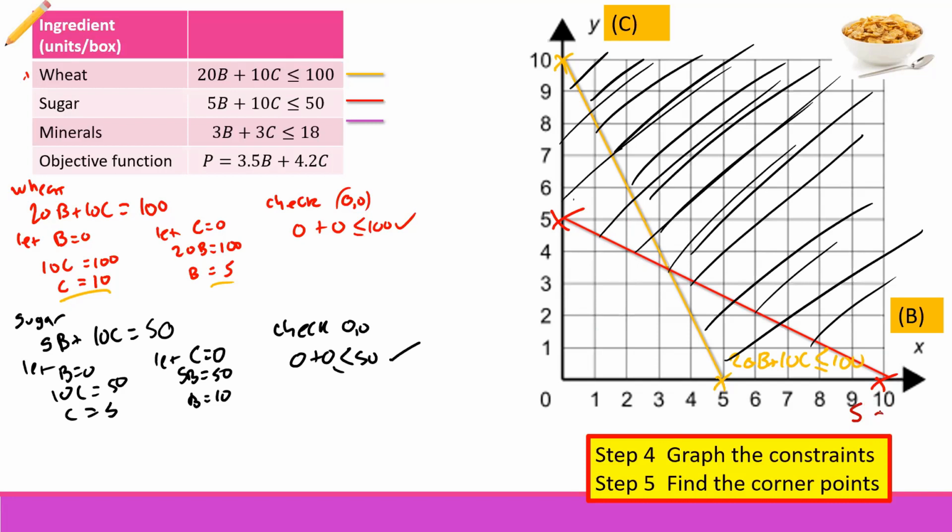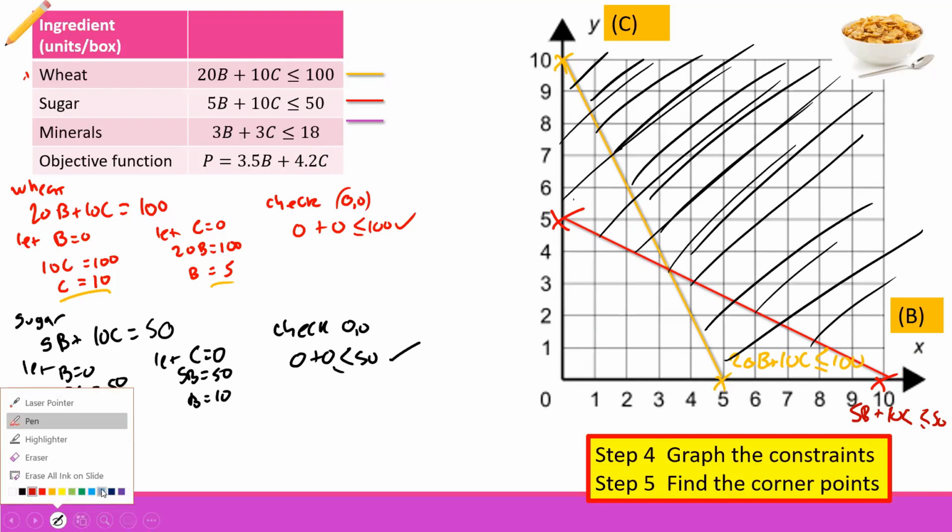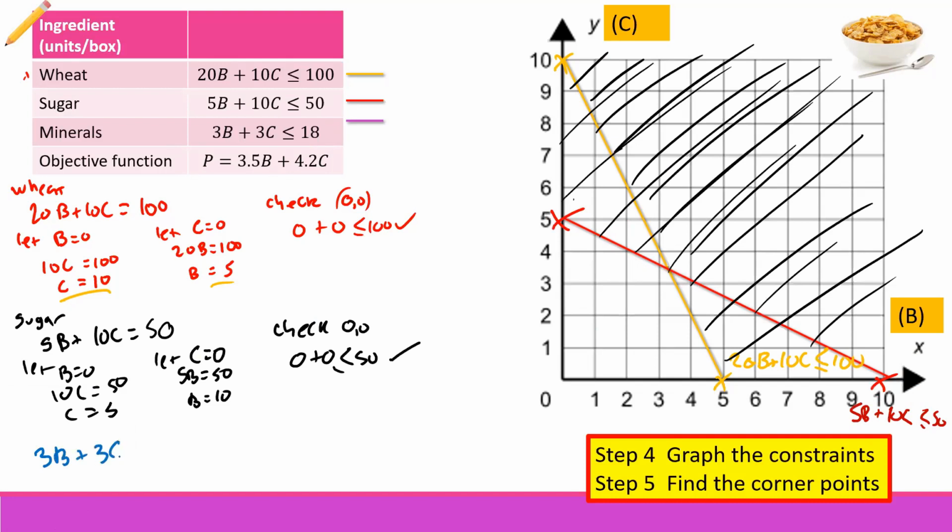5b plus 10c is less than or equal to 50. One more line, which is going to be this minerals one, essentially 3b plus 3c must be less than or equal to 18.